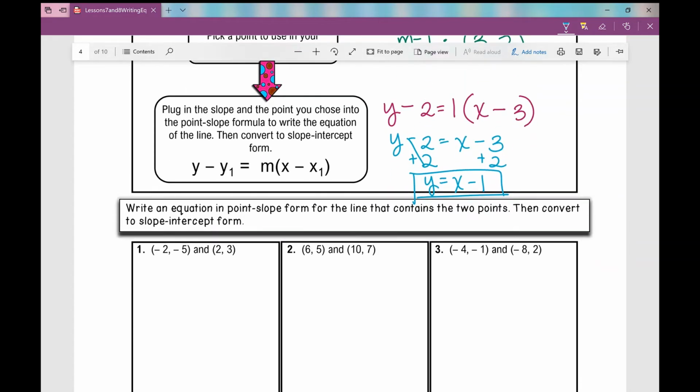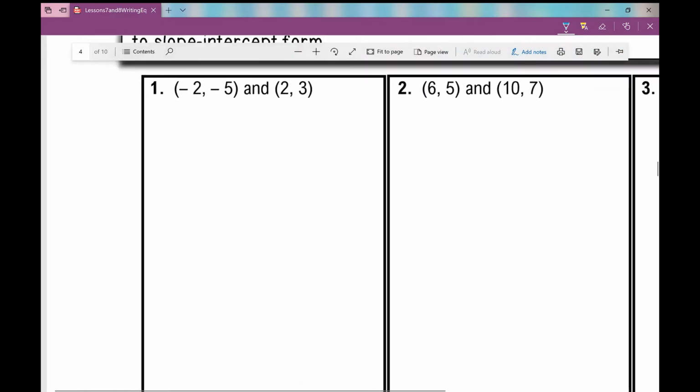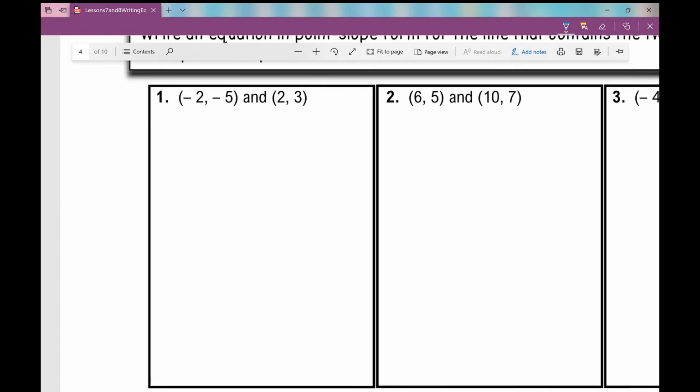It says write an equation in point-slope form for the line that contains the 2 points, then convert to slope-intercept form. So here's our first example, (-2, -5) and (2, 3). So what's the first thing we need to do? We need to find the slope of the line. So I'm actually going to do this: 3 minus negative 5, because I subtract my y values, and then 2 minus negative 2.